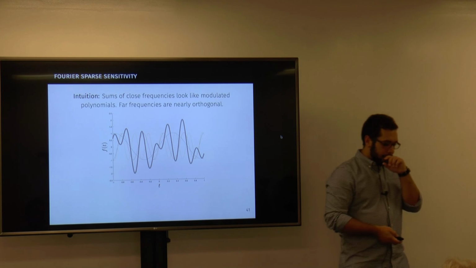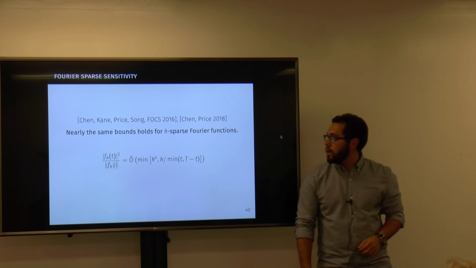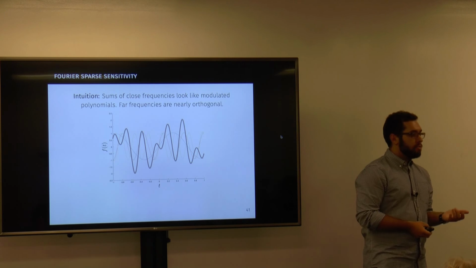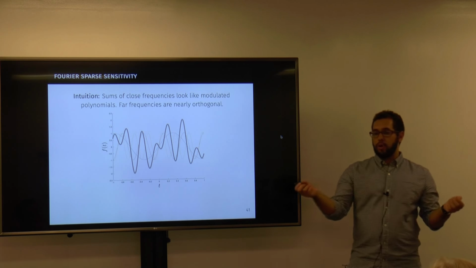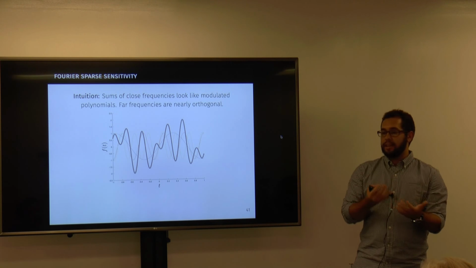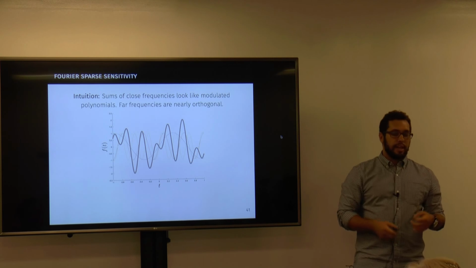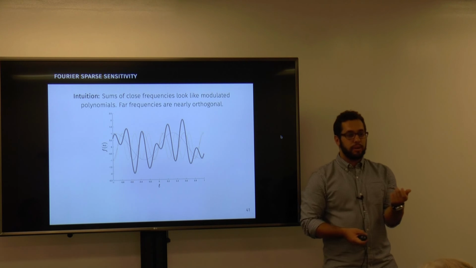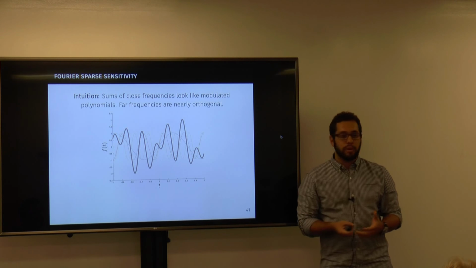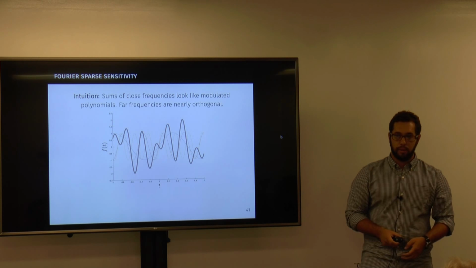OK, so I'm not going to go into the proof of this. It was proven very recently in this paper by Chen, Kane, Price, and Song. Roughly, the intuition is that when you have a k-sparse function, if your frequencies are far away from each other, you sort of have orthogonal sine functions. So you can't really add them up in such a way to create places where the function jumps very high. On the other hand, if your frequencies are really close together, then by Taylor series approximation, your sparse Fourier function essentially looks like a low degree polynomial. So you can port over all the machinery from the low degree polynomial case.